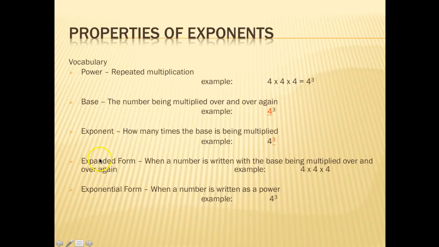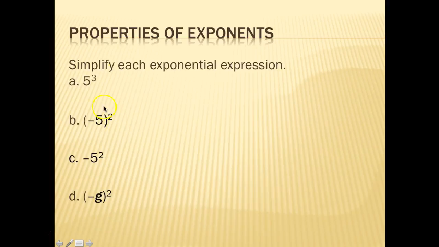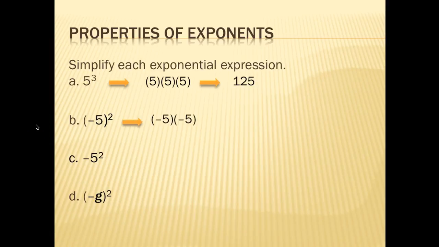Now, a power can be written in expanded form or exponential form. Expanded form is the 4 times 4 times 4. However, exponential form is just 4 to the third power. Simplify these expressions. 5 to the third power. Well, that's the same as just 5 times 5 times 5. Negative 5 to the second power. That's the same as negative 5 times negative 5.